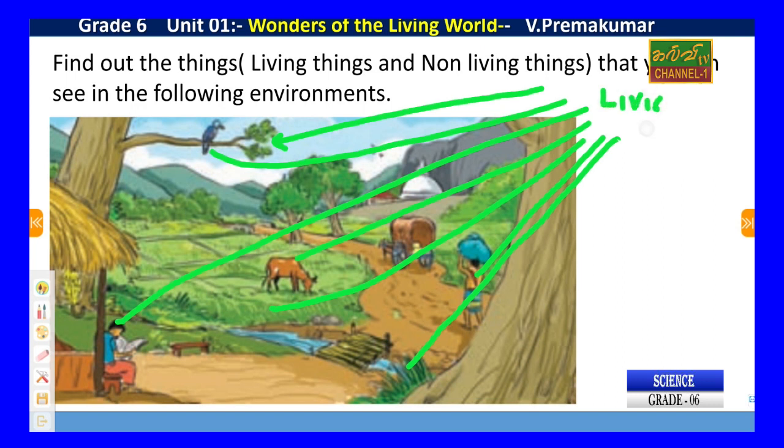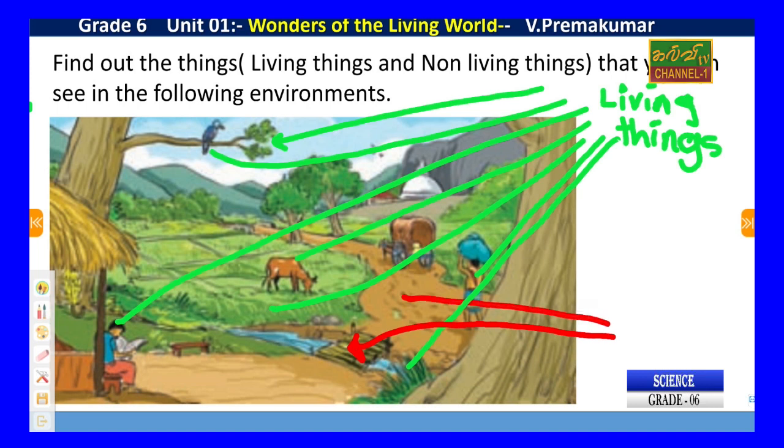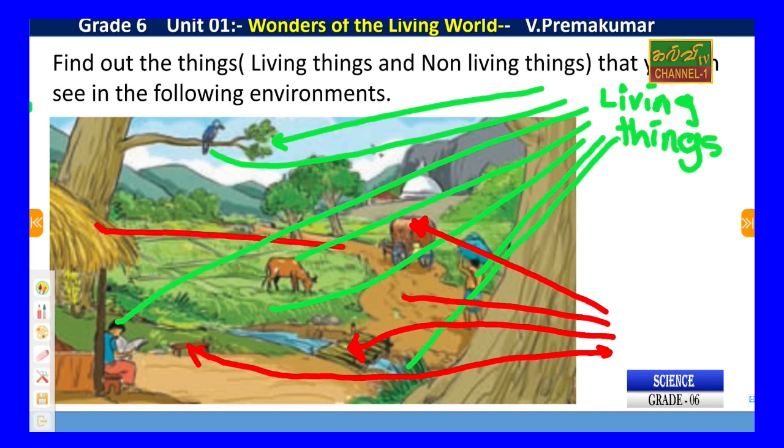Grade 6 students, you can find this in your textbook. This is English medium, and you are going to study in English. That's the reason I am teaching slowly. These are living things. Now the non-living things. We can find many non-living things. What is here? A small bridge, and soil, this cart, and here this is a bench, and a house. This is a small cottage or house.